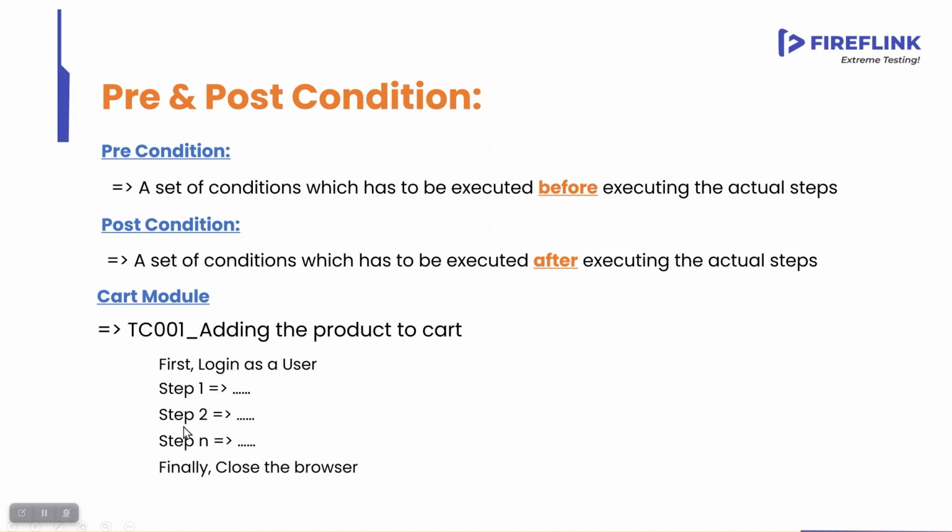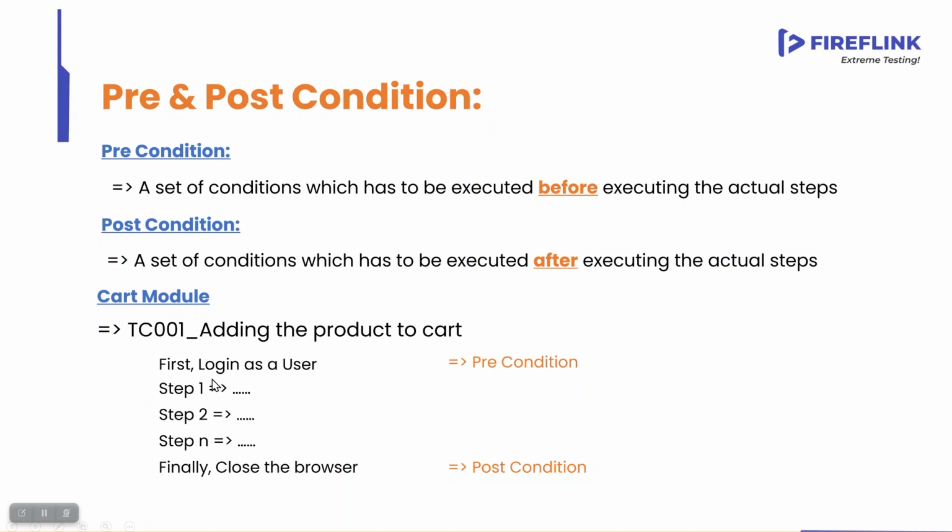Now, these steps indicate the steps which we are going to add in the script. What about this login as user and close the browser? Can I say login as user can be my precondition before executing the automation script for adding the product to the cart? Because whenever I'm going to execute this script, first thing is I have to log in as a user, right? So that I can perform the add to cart operation in that application. Once after adding the product to the cart, finally, I have to close the browser. So can I say this close browser can be my post condition?